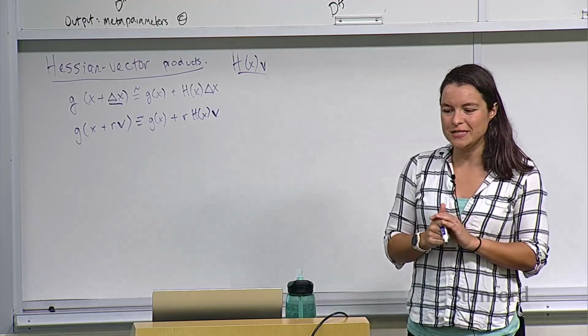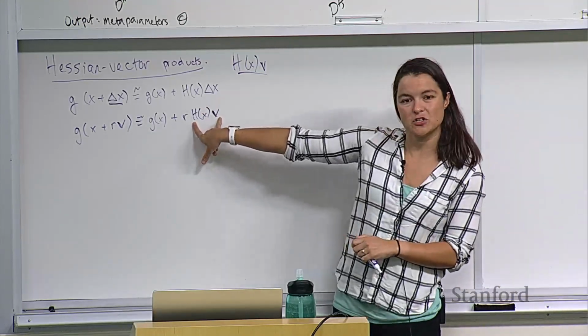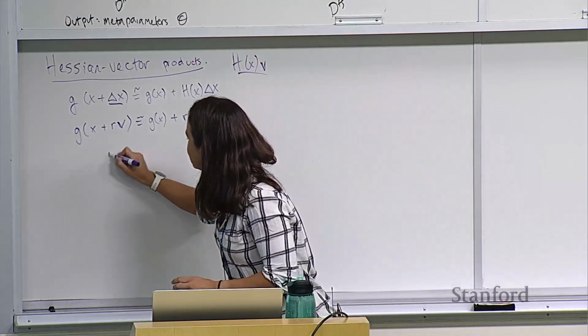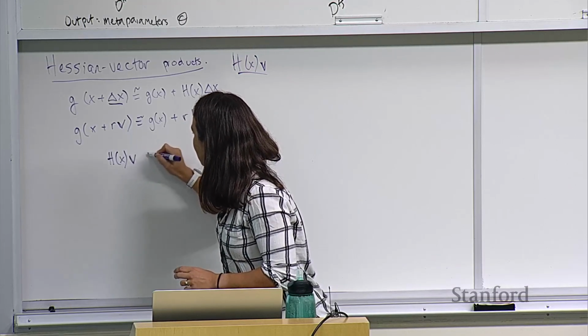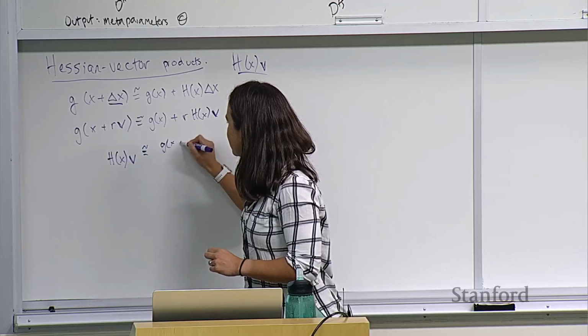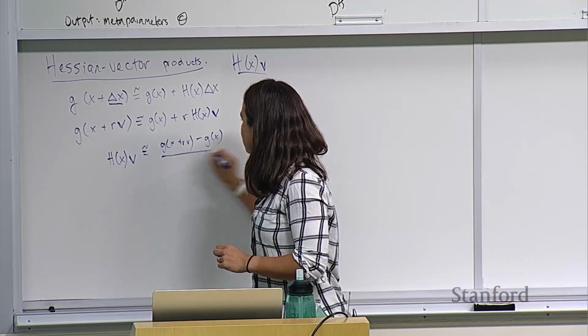And from this form, you can see that we can move things around and solve for h of x times v. And what we get is h of x times v is roughly equal to g of x plus rv minus g of x, divided by r.